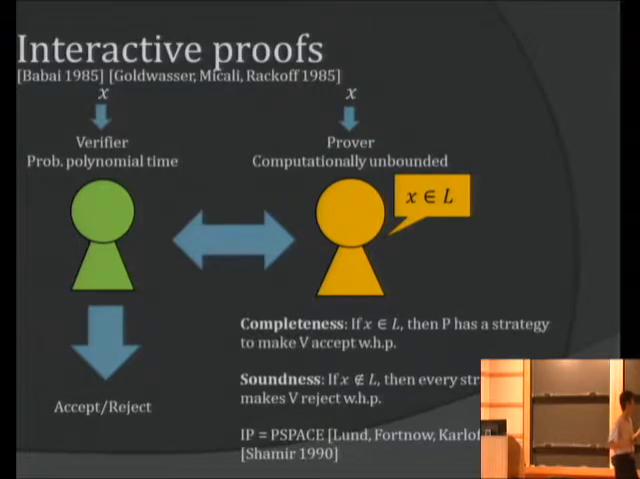In an interactive proof, we require two properties. One is completeness. If the prover's claim is true, then the prover must have some strategy to make the verifier accept the claim with high probability. And the other property is soundness. If the claim is false, no matter what the prover does, the verifier must be able to reject the claim with high probability.